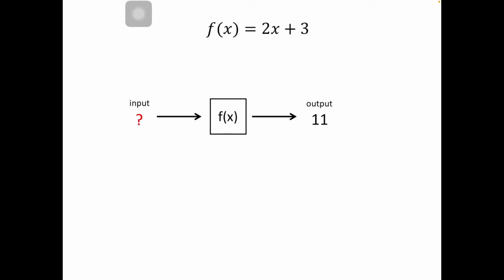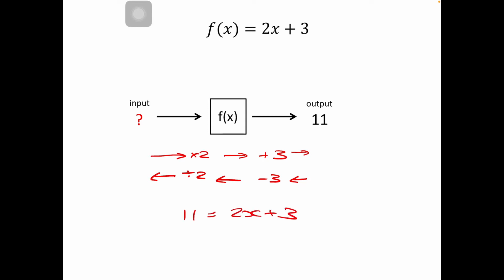Now, what we need to think about is what happens if we need to go backwards. Now, we know we could work this out, because if I think about my input, we times by 2 first, then we add 3. Well, if I want to go the other way, we can subtract 3 and divide by 2. And we can represent this using flowcharts. It's just a case of solving the equation, because we know that the output, so f of x is 11, so we end up with 11 equals 2x plus 3, and we can solve.